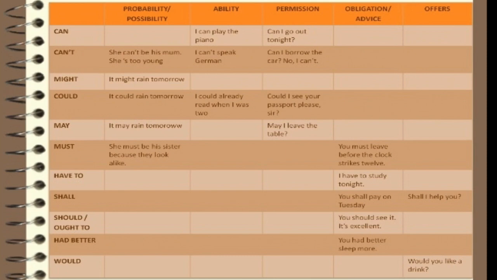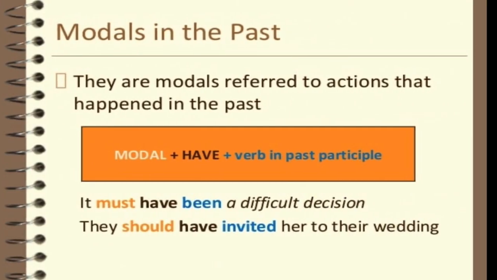Alright, move forward. Look at the modals in the past tense. So how do we use modals in the past? These modals refer to actions that happened in the past. So it's modal plus have plus the verb in the past participle, because there is have, so your main verb is in the past participle. It must have been a difficult decision. They should have invited her to their wedding.